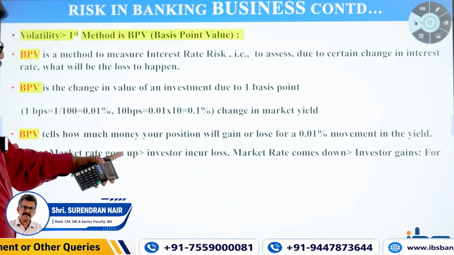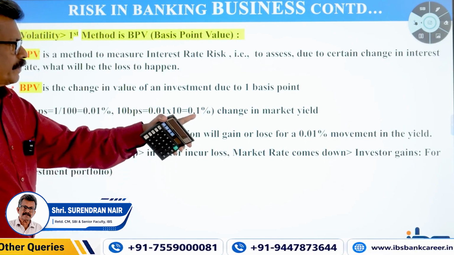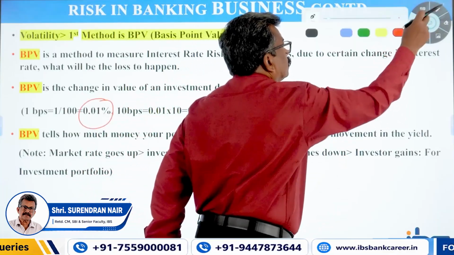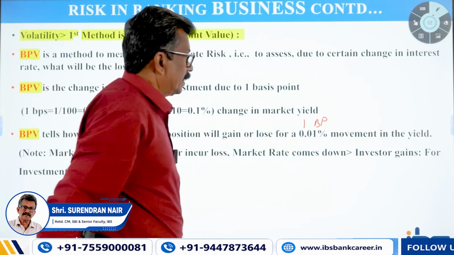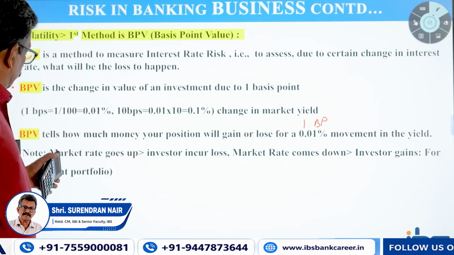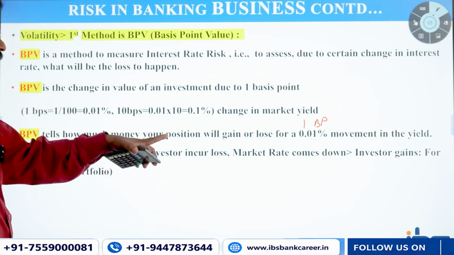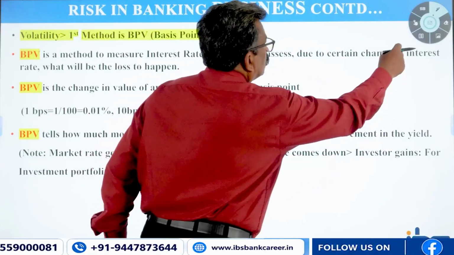BPV tells how much money your position will gain or lose for a 0.01%, that means 1 BPS, 1 basis point movement in the yield. If the market rate goes up, the investor incurs a loss. If the market rate comes down, the investor gains on the investment portfolio.